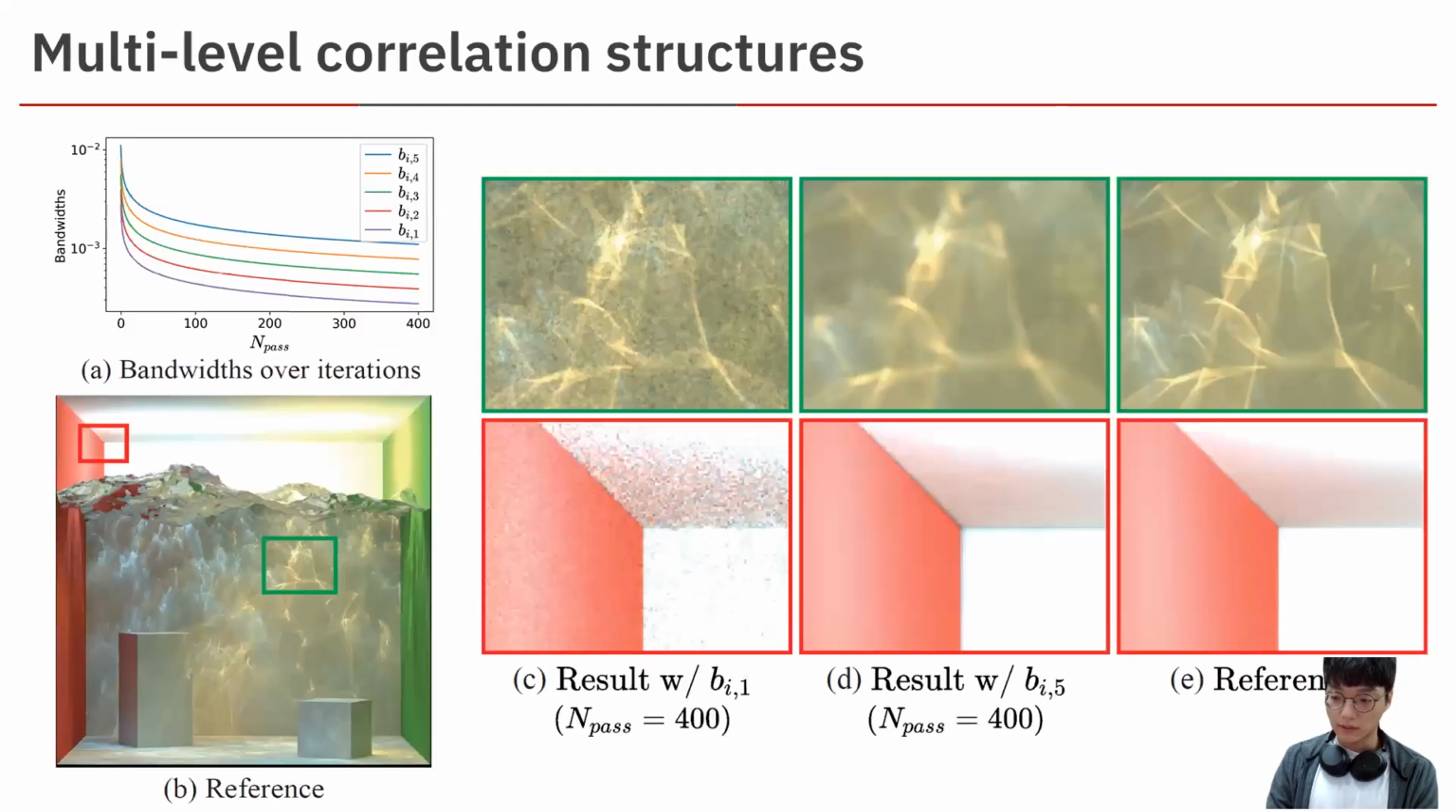The result of progressive photon mapping is highly dependent on the initial bandwidth. As shown in figure A, the bandwidths with different initial values decrease as the iteration increases, but the difference between them is maintained.